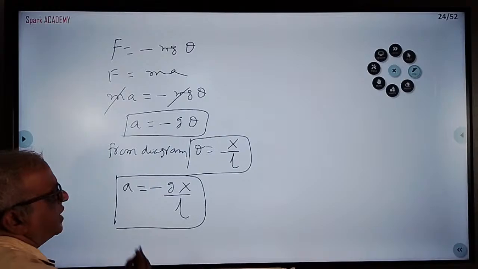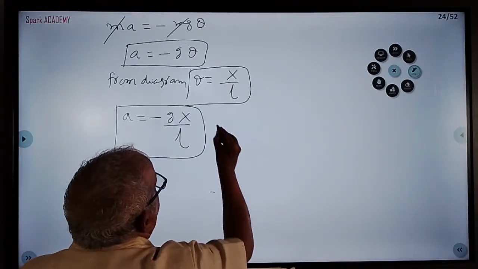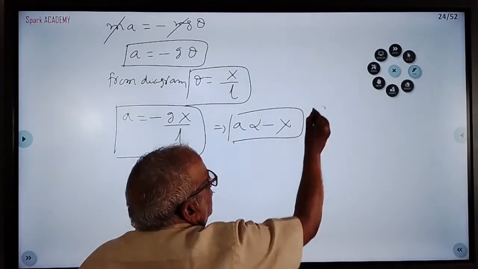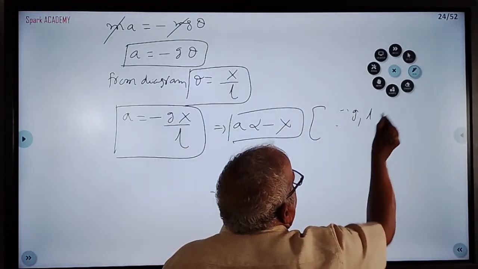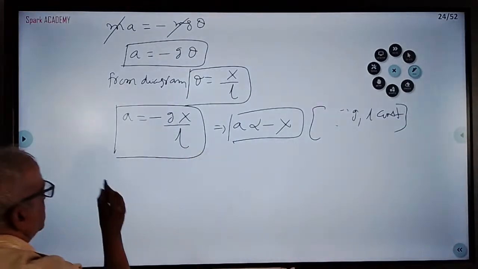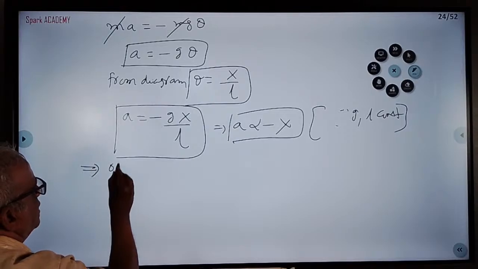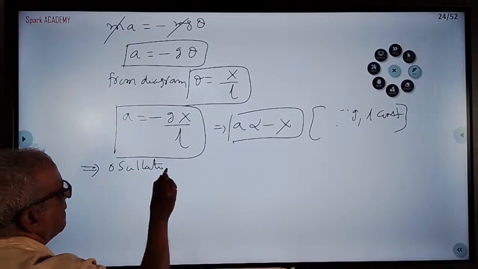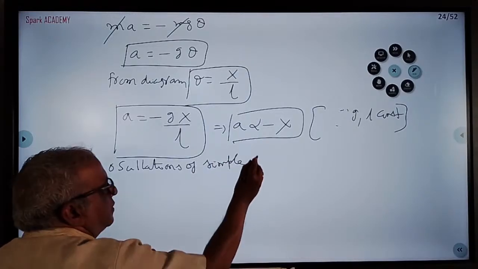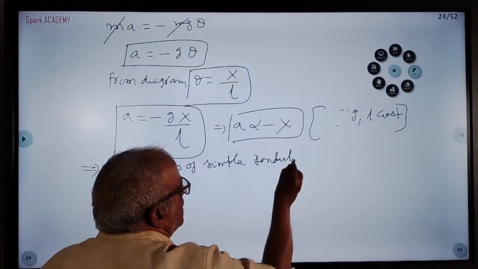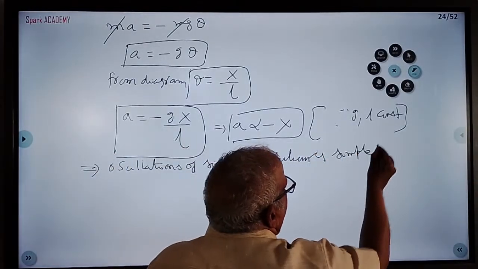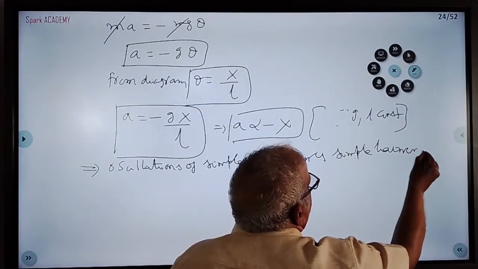G and L are constants. Hence, acceleration is proportional to minus x because g and length L are constants. Therefore, it implies that oscillations of simple pendulum is simple harmonic.